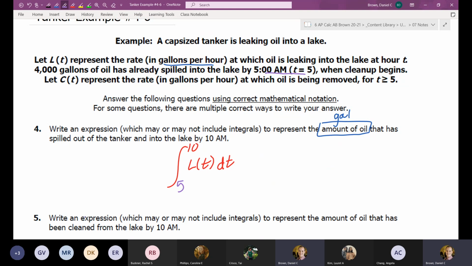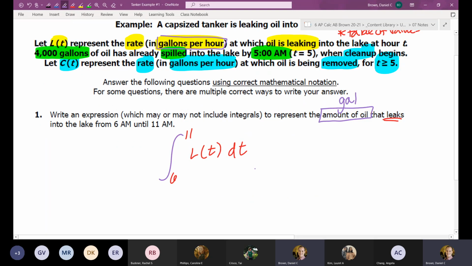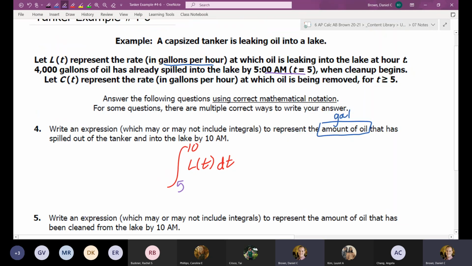I want you to look at it, and let's compare them. So this one is similarly worded to that first one. In this first one we did not use the initial condition, and it simply stated, find the amount of oil that leaks into the lake from 6 to 11. So basically starting at 6, ending at 11. This one we're on right now, we want to know the total amount that has leaked out by 10 a.m. So do we need to include that initial condition? Yes. What was that initial condition? 4,000, and that 4,000 occurred when t was equal to 5.